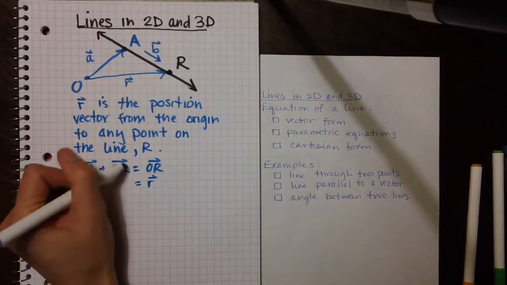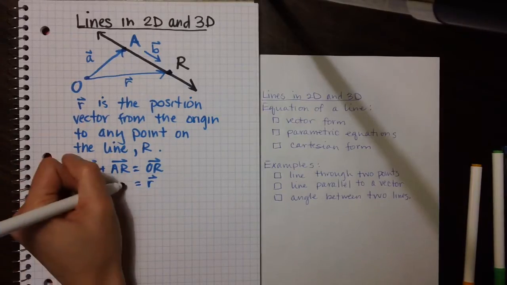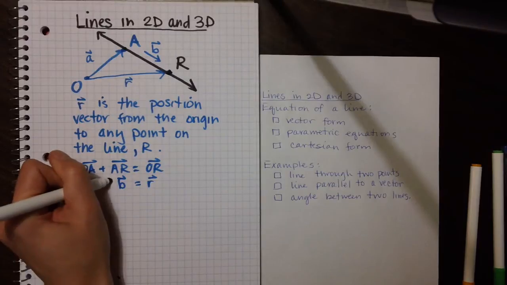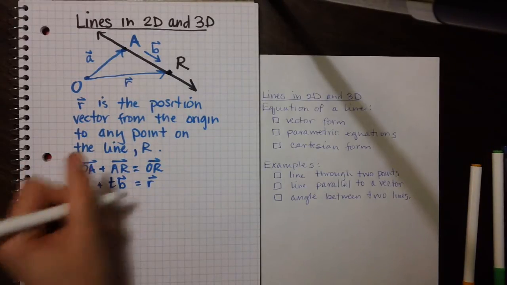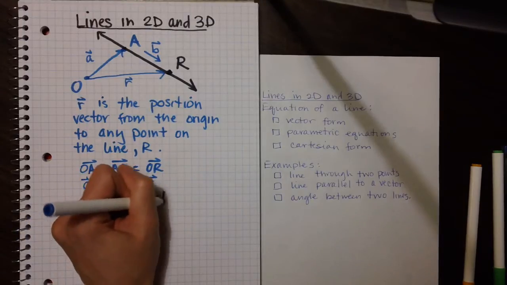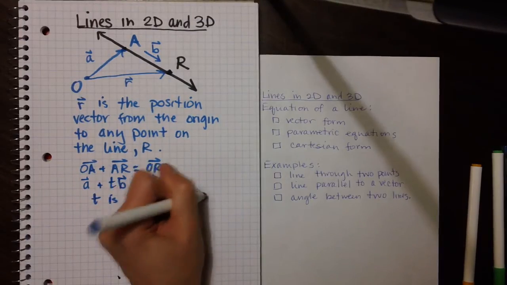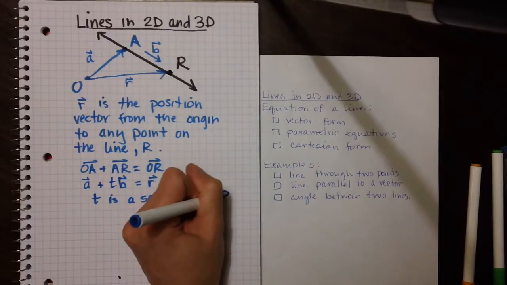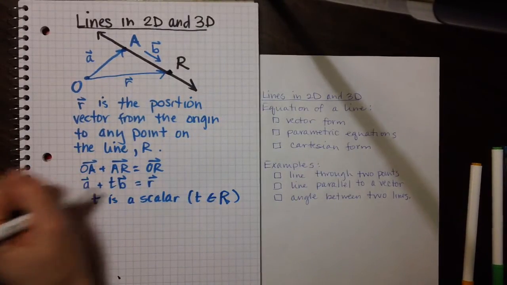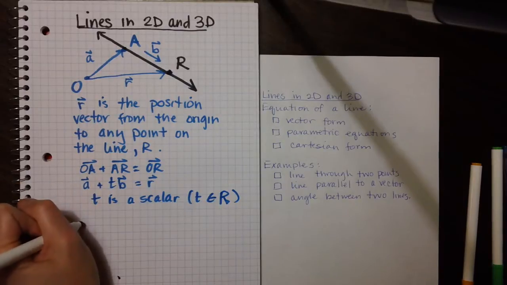So instead of AR, I'm going to write a scalar multiple of vector b, and the scalar I'm going to use is t. So t is a scalar. It's just some real number. So t is an element of the set of all real numbers. Alright, so this is the vector form of the equation of a line.